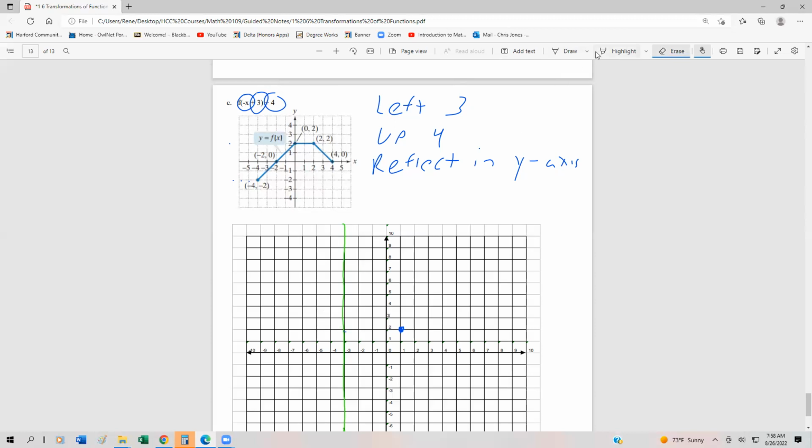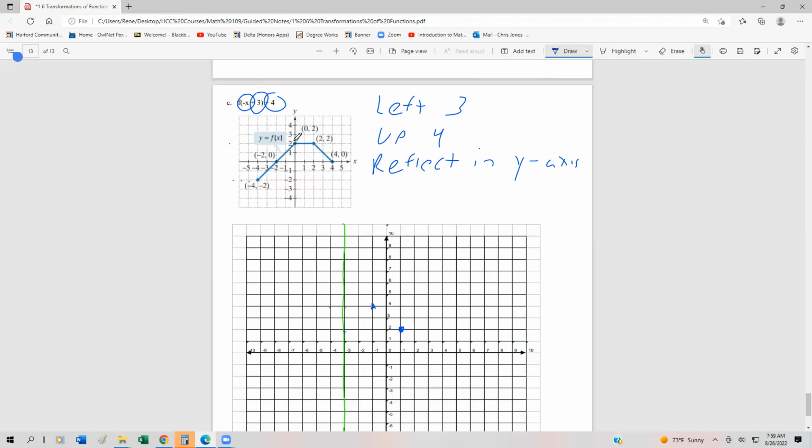When I draw this, it should be up 4. So it should be negative 5 and then up 4. 1, 2, 3, 4. So we should have negative 5, positive 4, which is right here. And notice that it's 2 units away, so we're going to move 2 units to the right, and we're going to be right here.